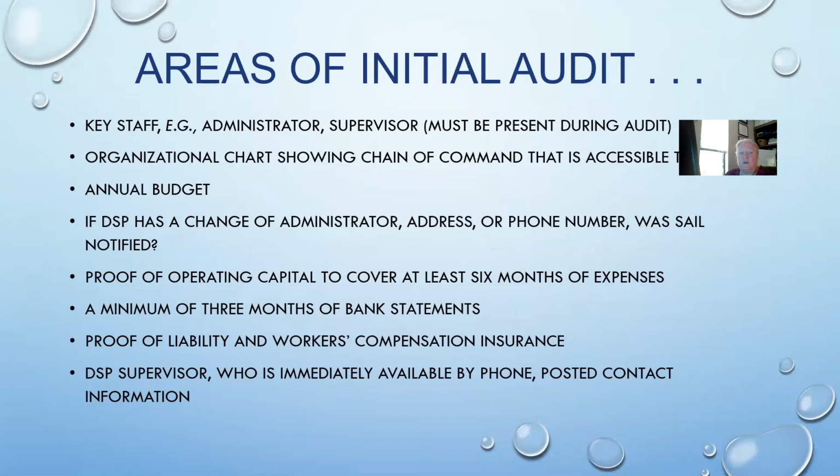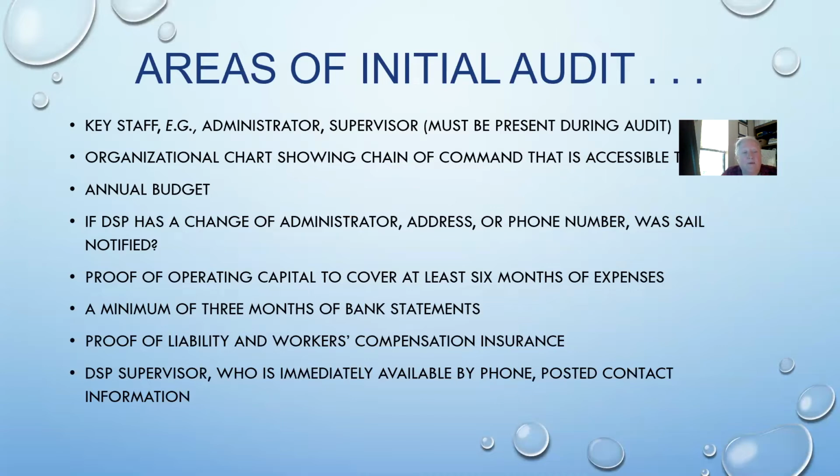Areas of the initial audit. Key staff, for example, the administrator and supervisor, must be present during the audit. An organizational chart showing chain of command that is accessible to staff, and an annual budget. If the DSP has a change of administrator, address, or phone number, it will notify CELL staff. Proof of operating capital to cover at least 6 months of expenses. Again, it's not going to take 6 months to be paid, but you need to be able to cover that.